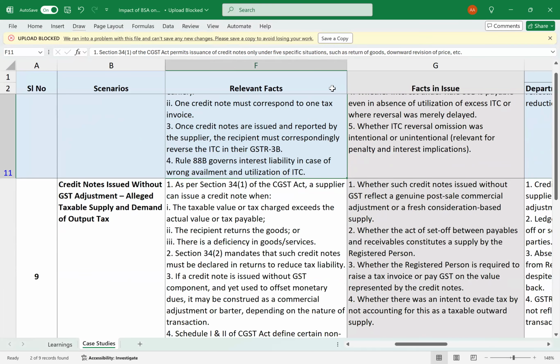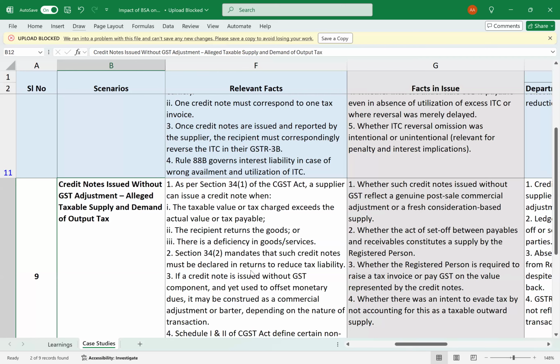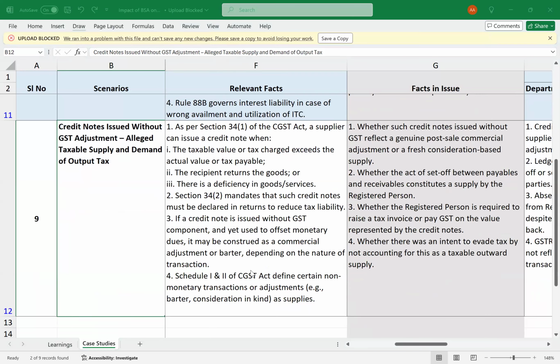Credit note without GST, that is the financial credit note. Now in this, the recipient is being told that since it's a financial credit note and you have shown it on the income side of the P&L account, you are liable to pay tax on such additional income. This was the allegation made by the department.